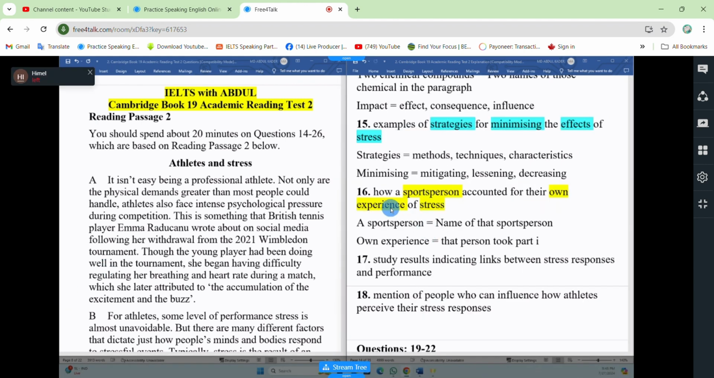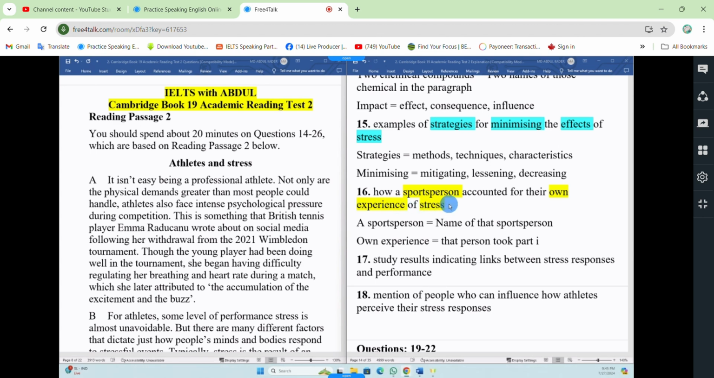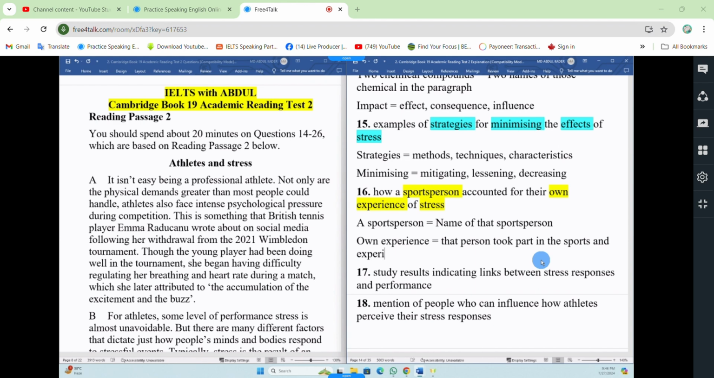So question number 16, we're discussing question number 16: how a sports person accounted for their own experience of stress. Instead of the words a sports person, we will have the name of that person in the paragraph, and the second phrase is own experience. That means that person took part in the game or in the sports, and experienced it, right?